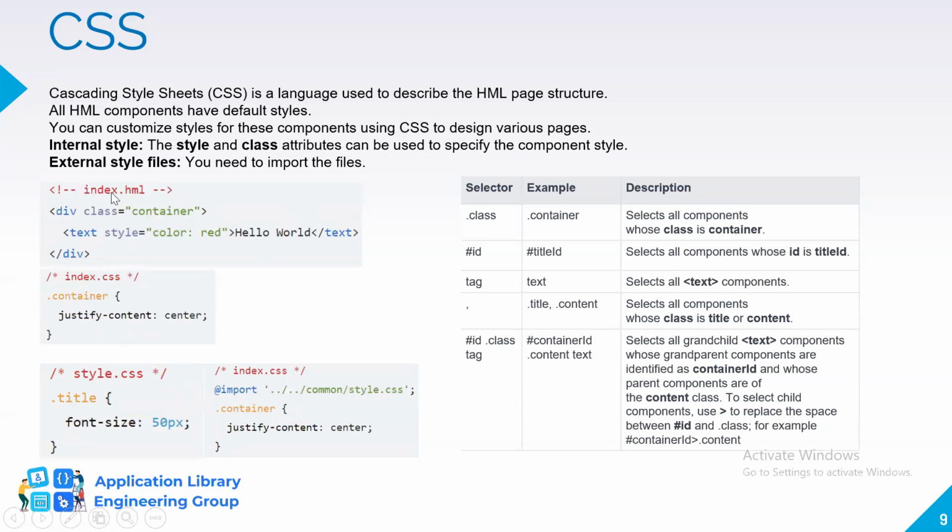Okay, and this is one example for internal styling. You may have some cases wherein you need to import some external CSS files also. In such cases, you can use @import and import that external CSS file and include it in your HML file.